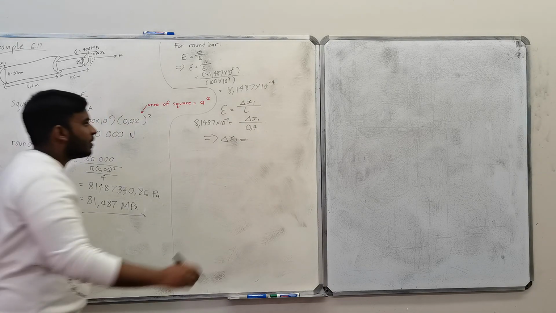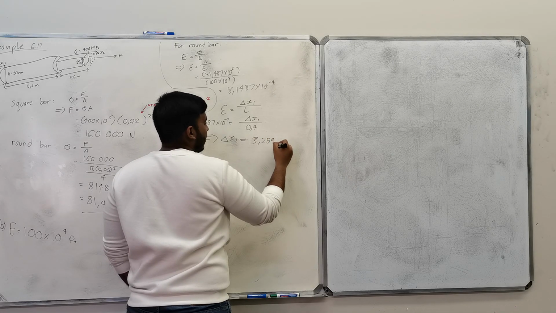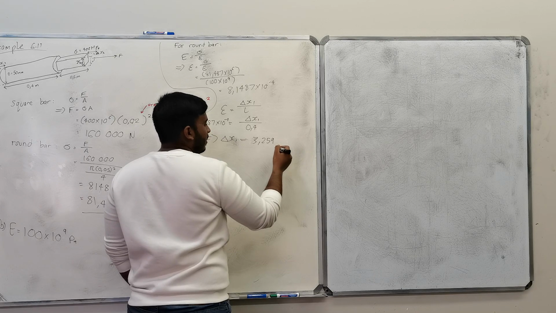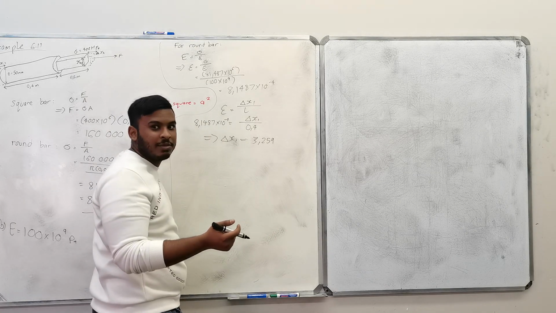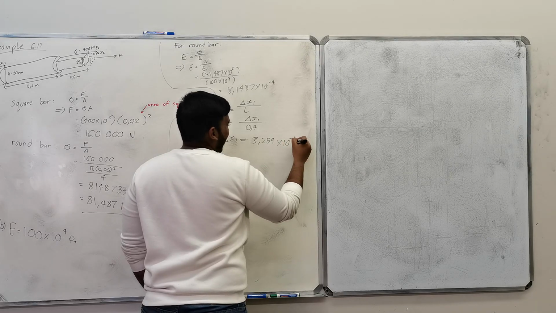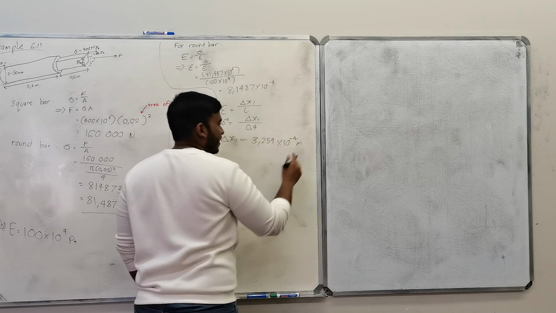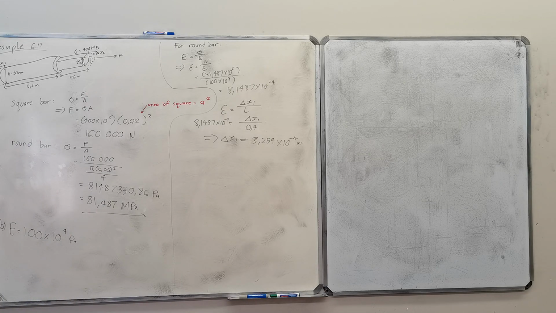So your change in length on the round bar would be equal to 3.25948 times 10 to the minus 4 meters. So that's how much it extended on the round bar.